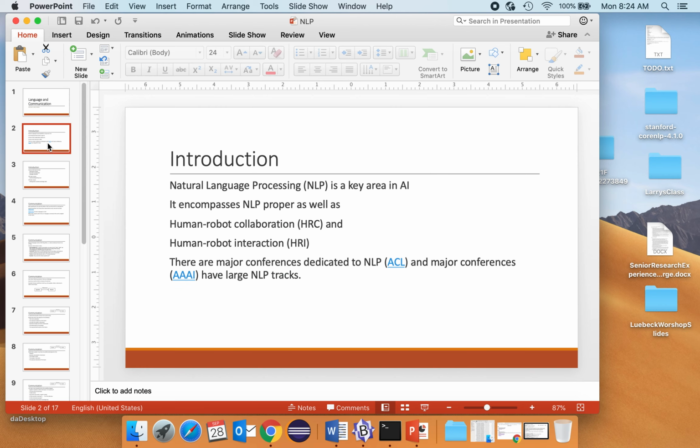So let's start out by saying a few things about natural language processing. It is a key area in AI. It is huge. It encompasses NLP tasks proper, as well as human-robot collaboration and human-robot interaction. There are major conferences dedicated to NLP, the ACL conference, and then the major AAAI conference has a huge NLP track. And it's just a huge area of research.